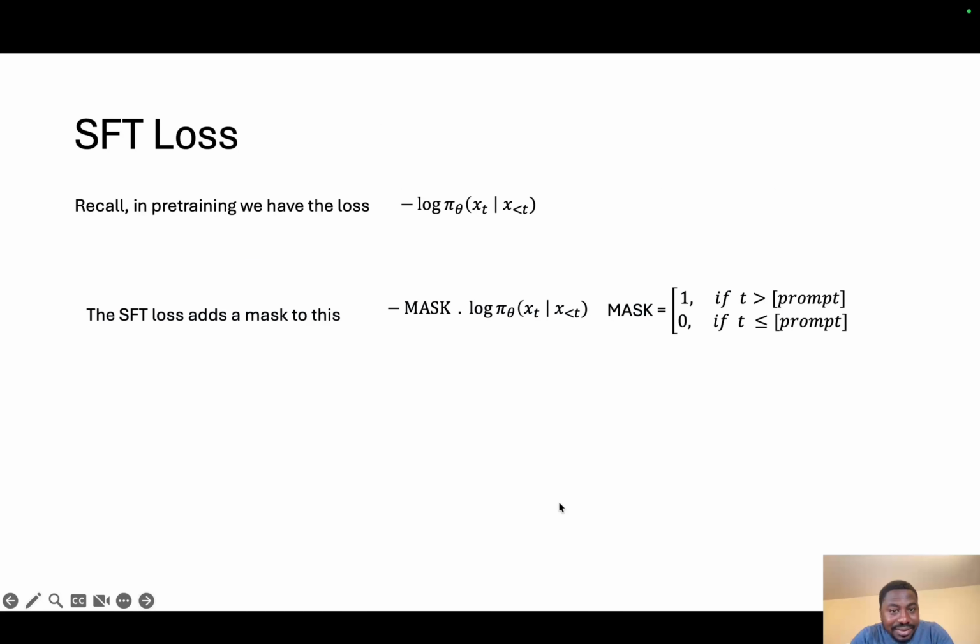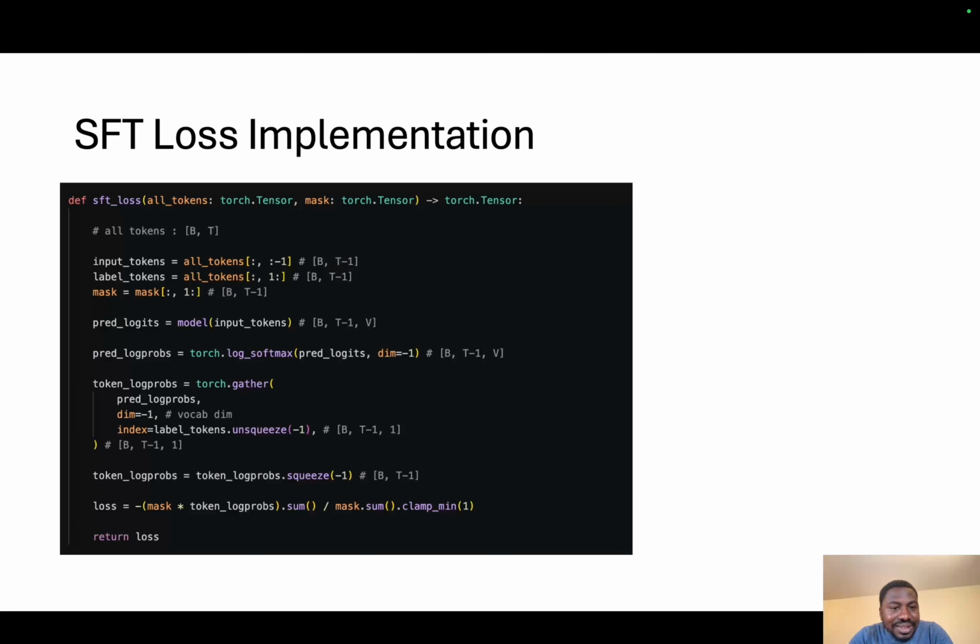So what this then gives us is, in pre-training we have minus log pi theta of xt given x less than t, and we just multiply that by the mask, right? Where the mask is 1 if the token position is greater than the prompt length, or 0 otherwise. And SFT can be implemented in exactly a similar way. We just have an additional mask, and we basically just shift that mask by one position. We do everything as we did earlier and just multiply by the mask.